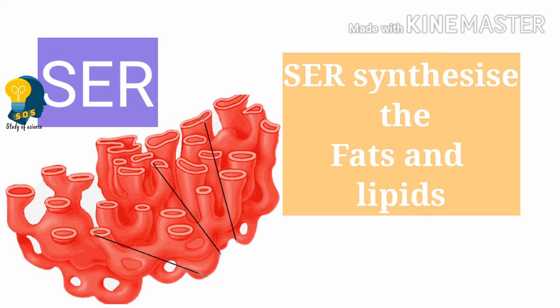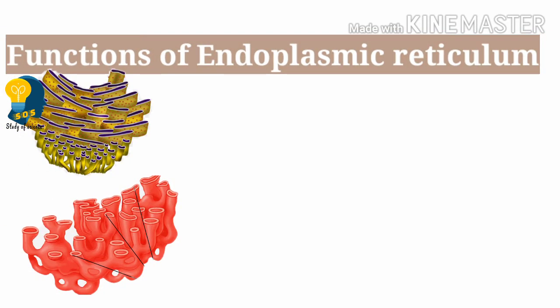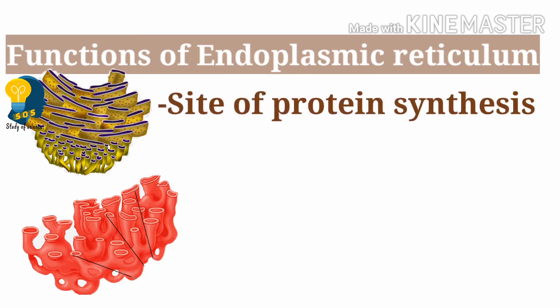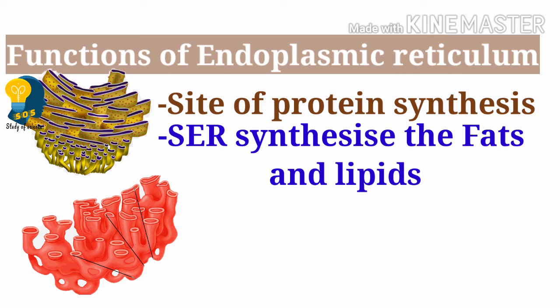Clear? So now let us understand the functions of endoplasmic reticulum. We have understood their occurrence, their types, right? So the first function, as we all know, is that endoplasmic reticulum is called the site of protein synthesis. Why do we call it the site of protein synthesis? Because they synthesize the protein. How? Because of the ribosomes present on it. Clear? And it also synthesizes fats and lipids. Which type of endoplasmic reticulum synthesizes the fats and lipids? It is smooth endoplasmic reticulum. So these are the two functions.